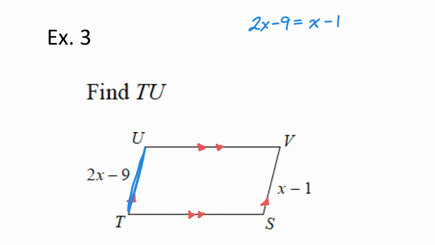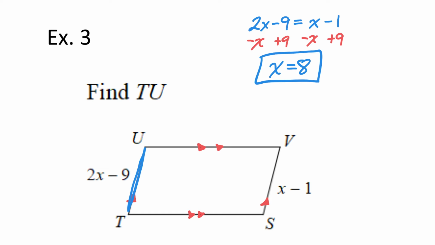So I like to make the bigger variable pull the smaller. So I'm going to subtract the x away. And if I'm doing that, I'm going to add the 10 over. So we end up with 2x minus x, which is x, and negative 1 plus 9, which is 8. Do recognize this. X can be a negative number. The sides cannot be. You can never have a side length that is negative.